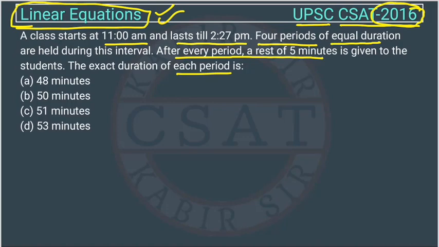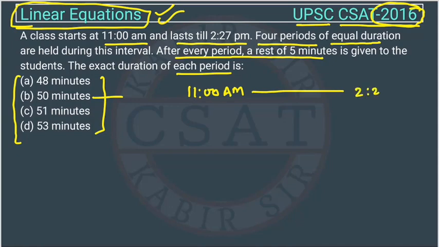See, this question you can solve through options also, right? So suppose this is the answer, 50. You will multiply it with 4 because we need 4 periods, and then you will add the breaks of 5 minutes. So how many breaks will there be? There will be only 3 breaks, right? But here I am telling you the whole procedure. At 11 a.m. the class starts and it goes till 2:27 p.m., right?